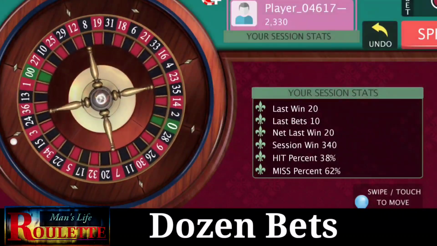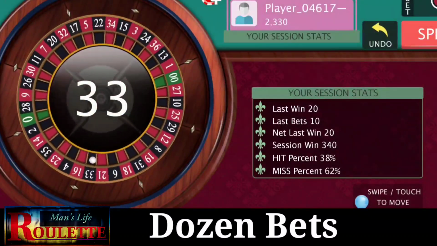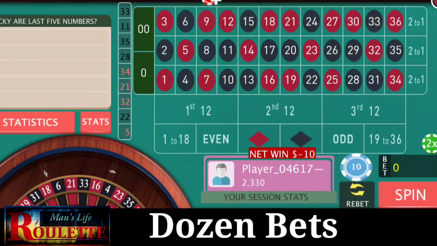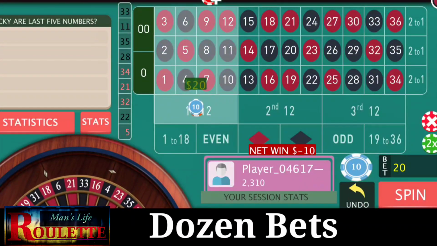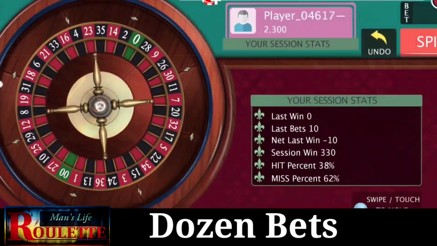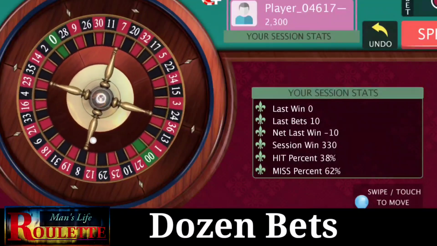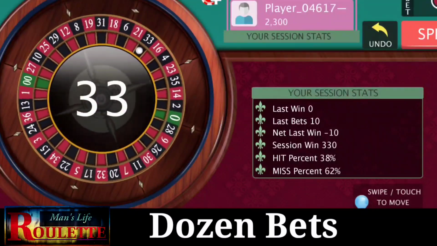This time it's 33 and it's a losing spin. So as per the strategy, I have to increase my bets by $20. Now it's become 30. This is a series and you have to complete the series. If you have the time and money, then only you can follow this kind of strategy.